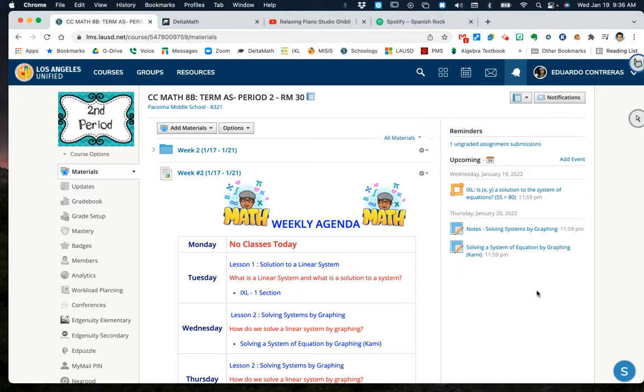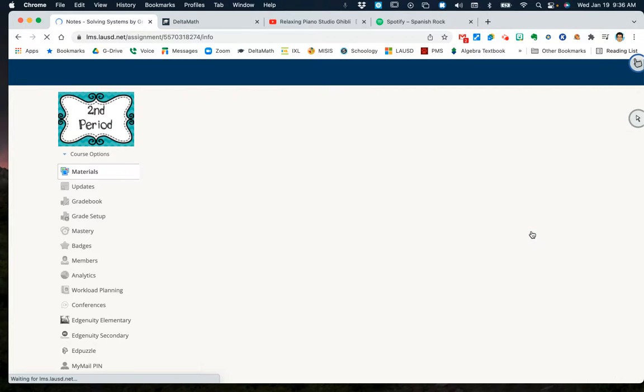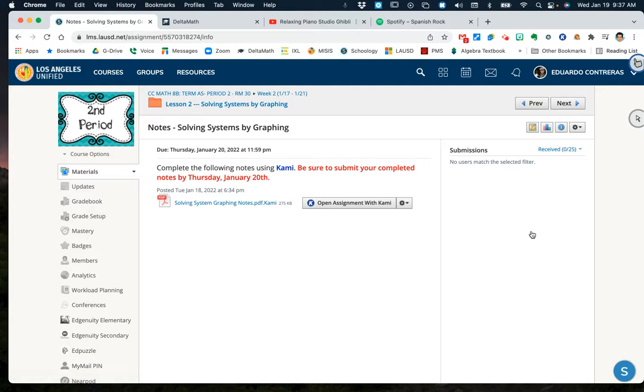So what I need you to do, and for those of you at home, you're going to have to do the same thing. Go to where it says Notes Solving Systems by Graphing. So look for that. It's Notes Solving Systems by Graphing. And as you can see, it says complete the following notes using Kami. Be sure to submit your completed notes by January 3rd, which is tomorrow, or January 20th, Thursday.